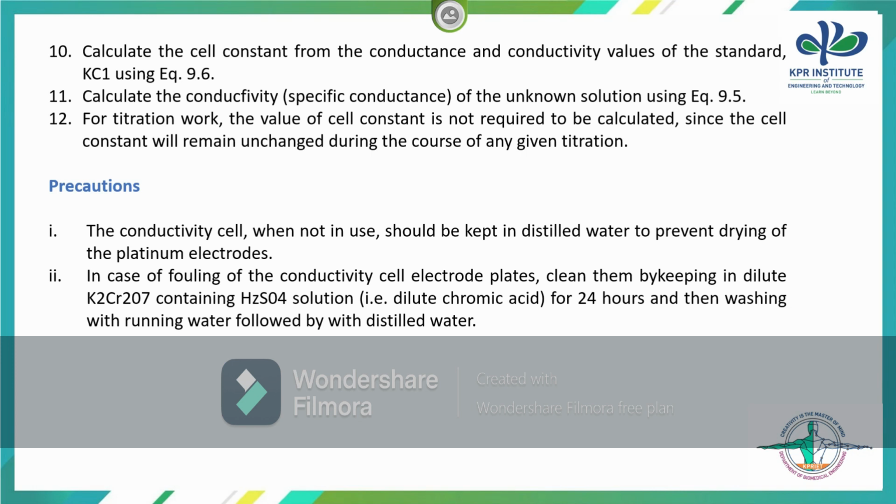Precautions. The conductivity cell, when not in use, should be kept in distilled water to prevent drying of the platinum electrodes. In case of fouling of the conductivity cell electrode plates, clean them by keeping them in dilute potassium chromate solution containing H2SO4, dilute chromic acid for 24 hours and then washing with running water followed by distilled water.